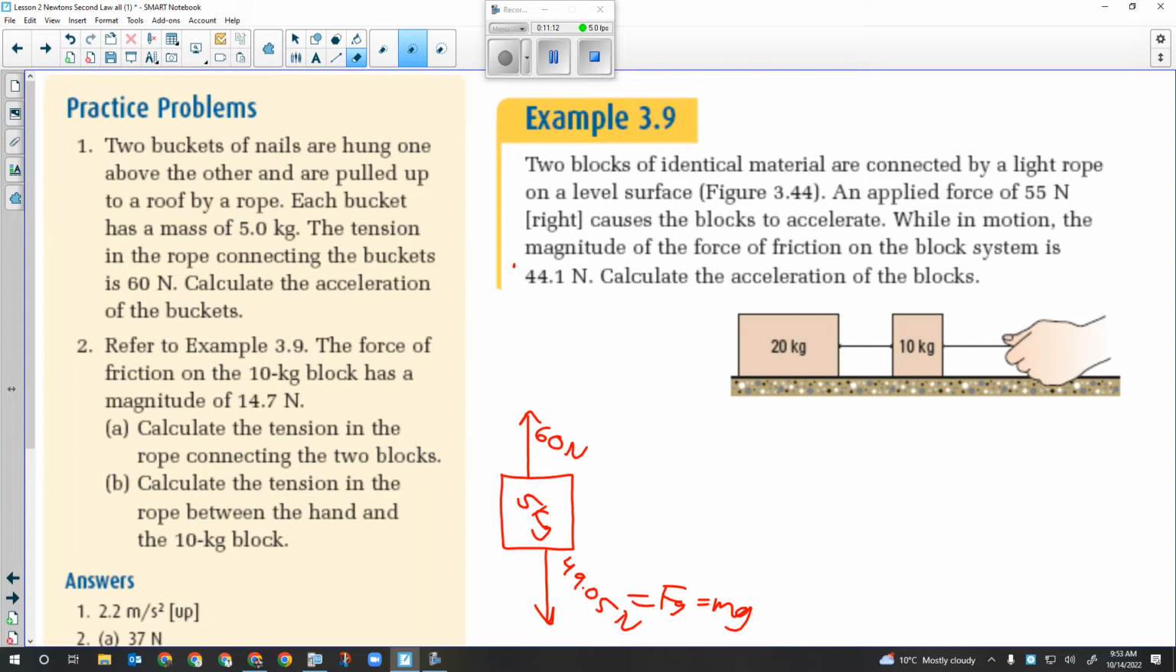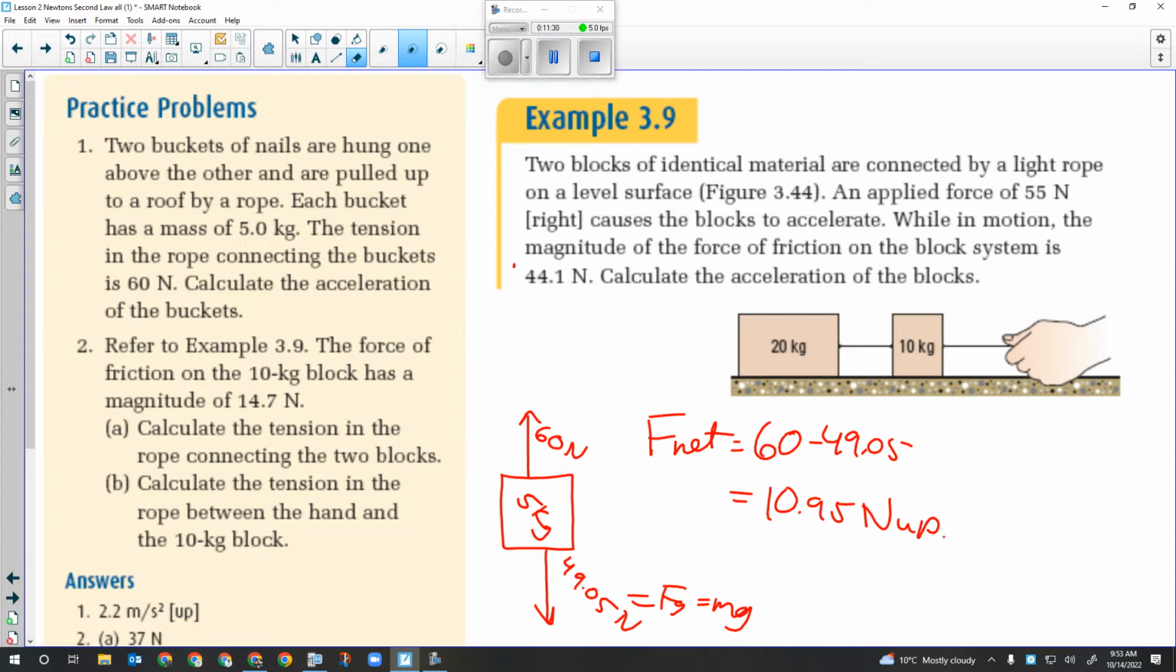So now I can do the vector sum of all forces, and say, all right, 60 minus 49.05 is going to leave me with 10.95 newtons.